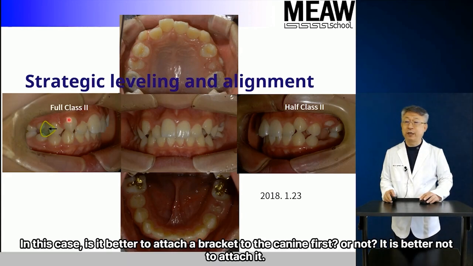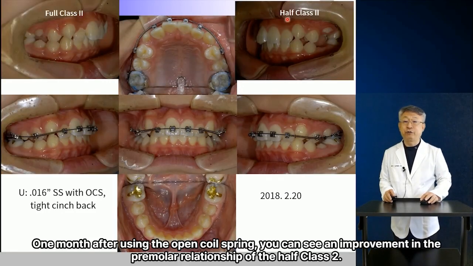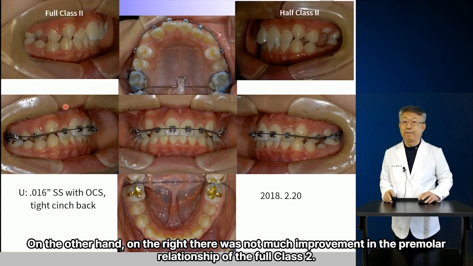In this case, is it better to attach a bracket to the canine first, or not? It is better not to attach it. Using an open coil spring in the canine area, move the upper first premolar posteriorly. 1 month after using the open coil spring, you can see an improvement in the premolar relationship of the half class 2. On the other hand, on the right there was not much improvement in the premolar relationship of the full class 2.